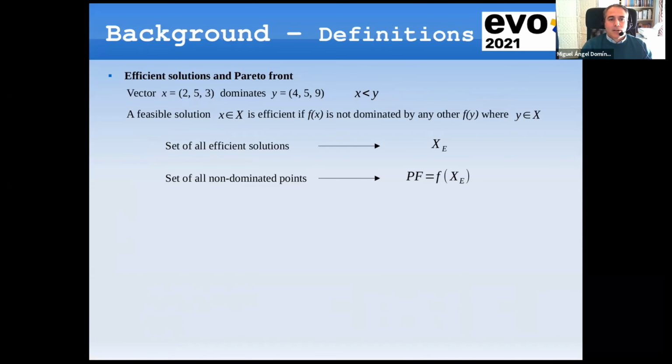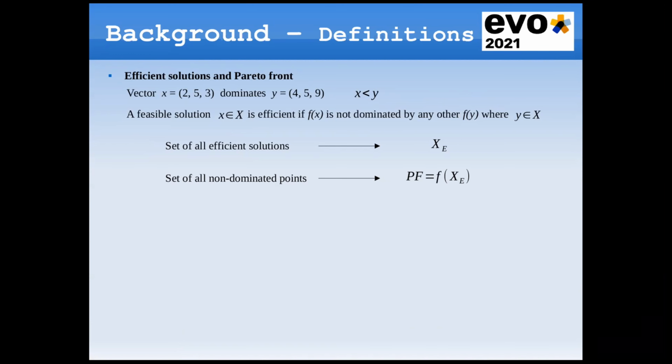We say that a vector X dominates another vector Y if each component of X is less or equal than its corresponding component of Y, and at least one of the inequalities is strict. We say that a feasible solution is efficient if its image is not dominated by the image of any other feasible solution. And the image of the set of all efficient solutions is called the Pareto Front.